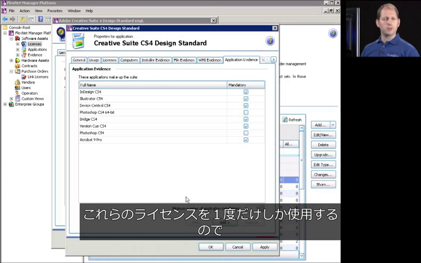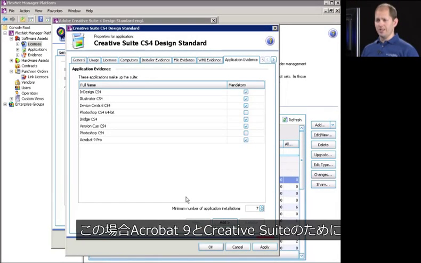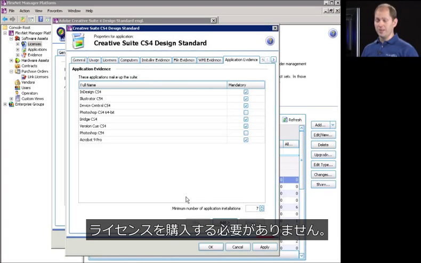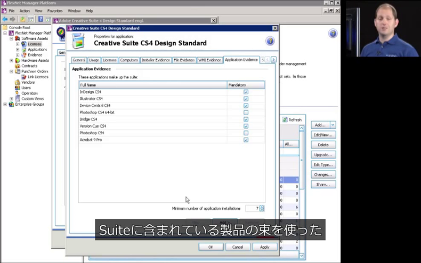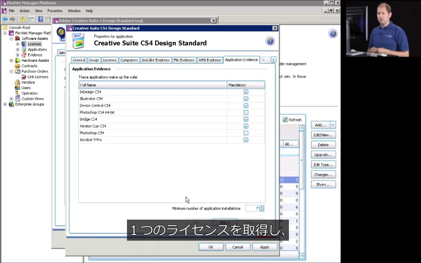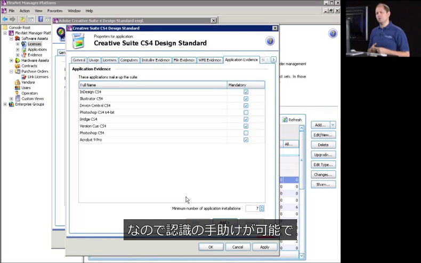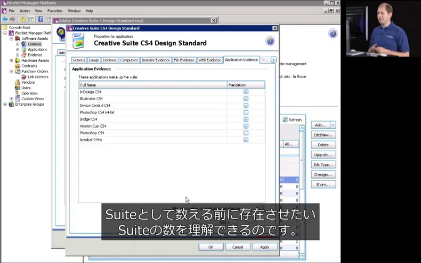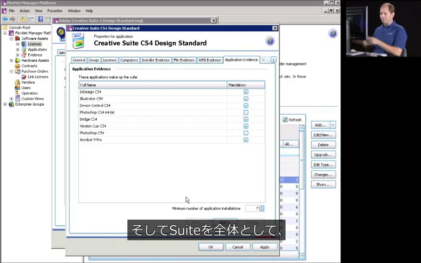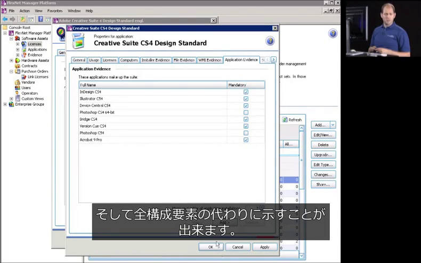And you only need to use those licenses once. So you don't need to buy, in this case, a license for Acrobat 9 and Creative Suite. You get one license that uses the whole bundle of products contained in that suite. And so we can assist with the recognition. We can understand how much of the suite you want to be present before you count it as the suite. And we can represent the suite as a whole and instead of all of the constituent parts as well.